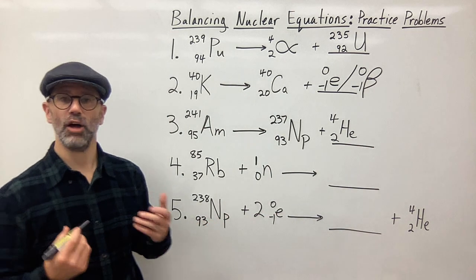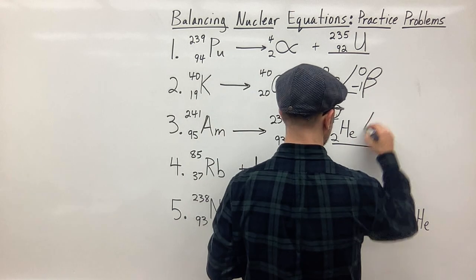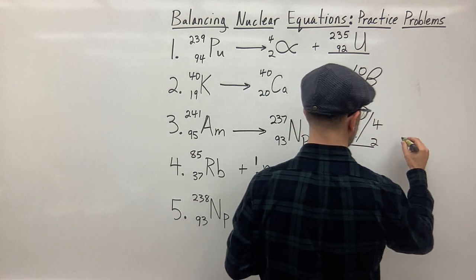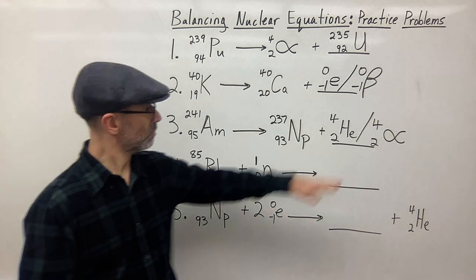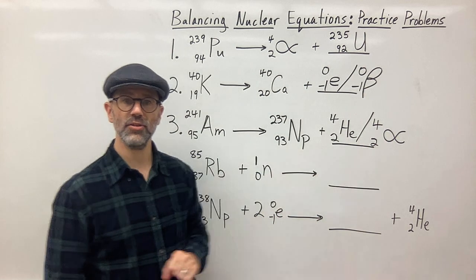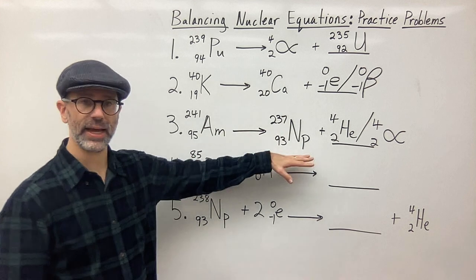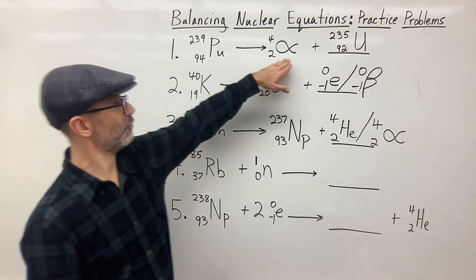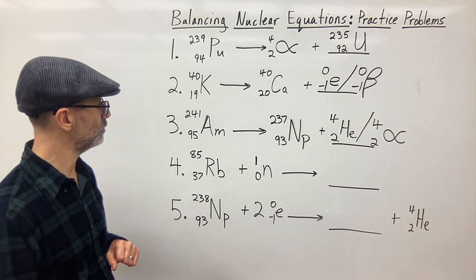So this is an alpha particle. We could write it like that, or we could use the Greek symbol alpha, so we would write that like so. So that is the alpha particle. This is an alpha decay. This is a beta decay. And this is an alpha decay, but they gave us the alpha. We didn't have to guess that one. We have to figure that one out.